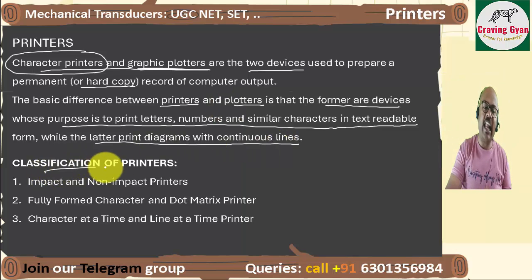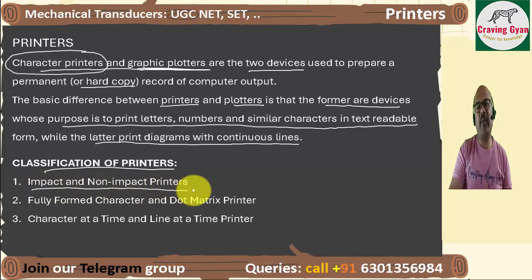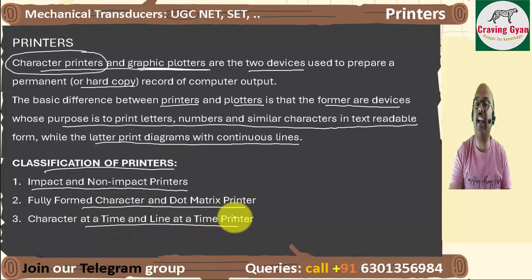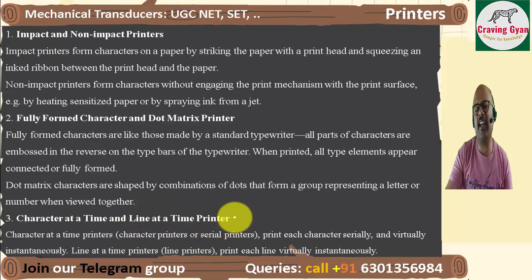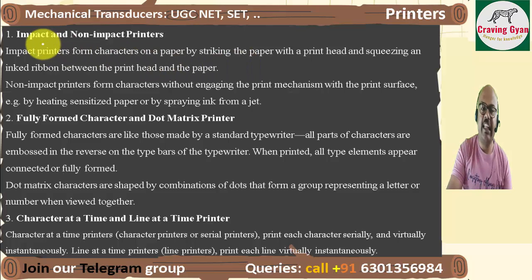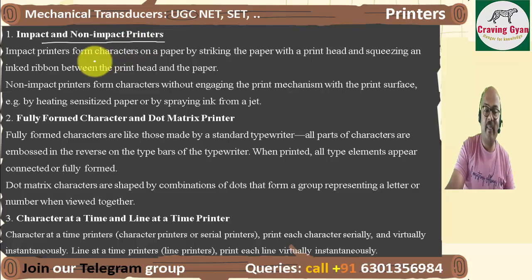Right? The classification of printers, several versions are there, but the classification I am bringing out is impact and non-impact printers. Very important. Fully formed character and dot matrix printer, character at a time and line at a time printer. What do you mean by this? Let us discuss. Now, in the case of impact and non-impact printers, you please go through the difference.